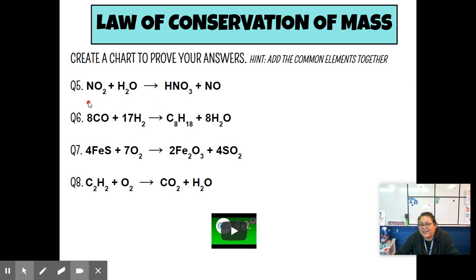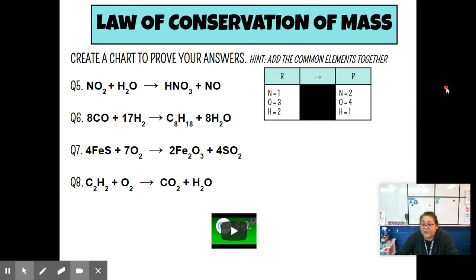So we'll do the first one together. I can see that I have this chemical equation: NO2 plus H2O yields HNO3 plus NO, okay? I need to make a chart so that I can count my atoms. So I'm going to set it up like this. I've got my reactants on one side, my products on the other. I'm going to list my elements. It should be the same list on both sides. If you have a different list on your reactant side than your product side, then you already know it's not balanced, because that's not going to happen. But then I'm going to count them, right?